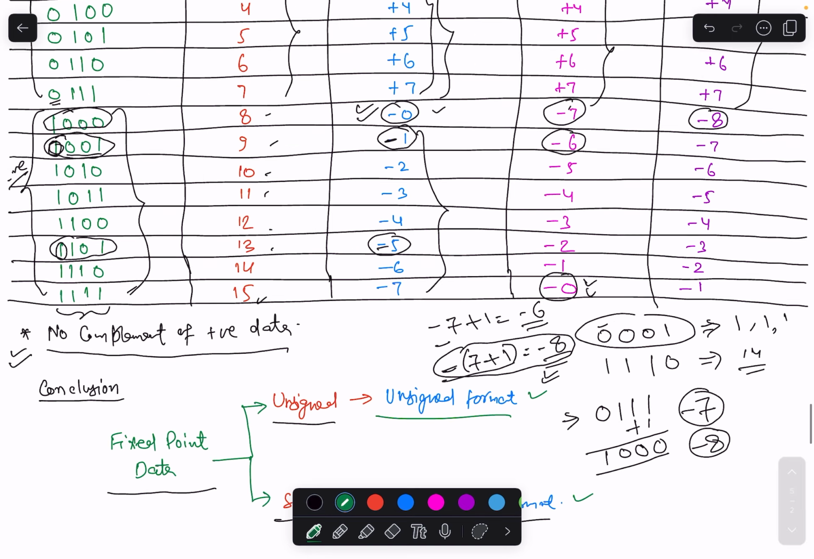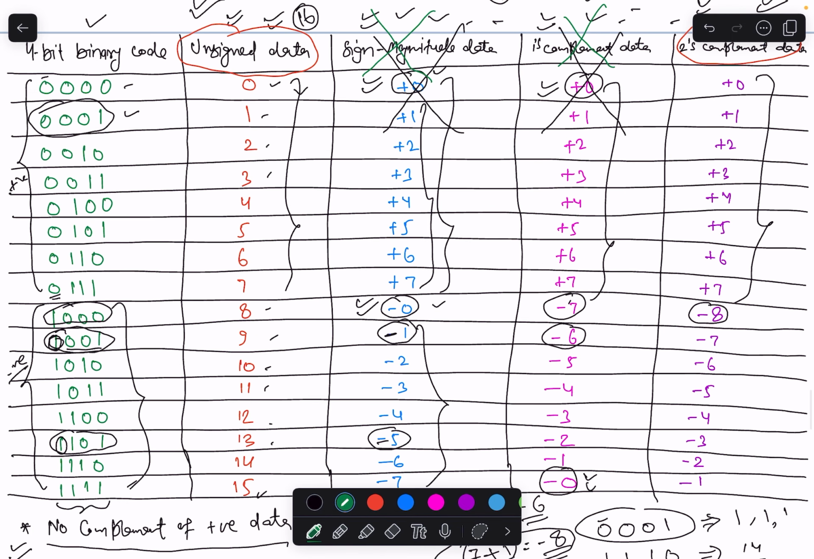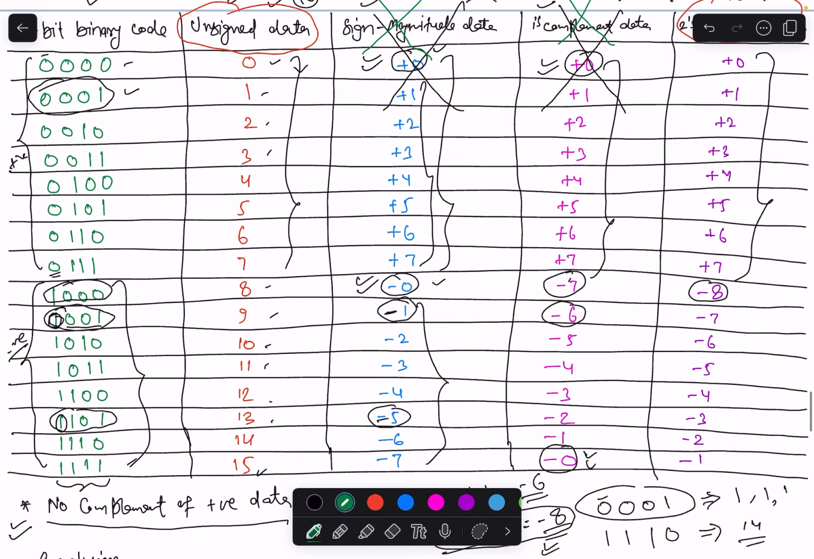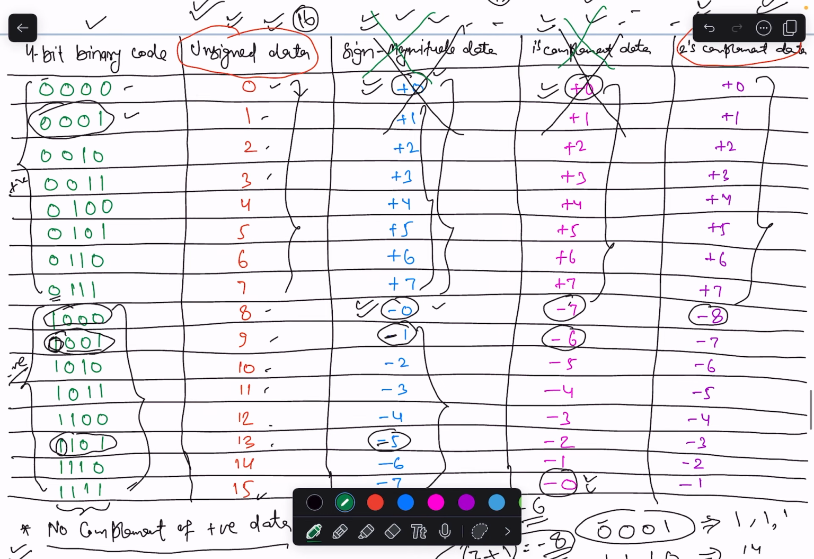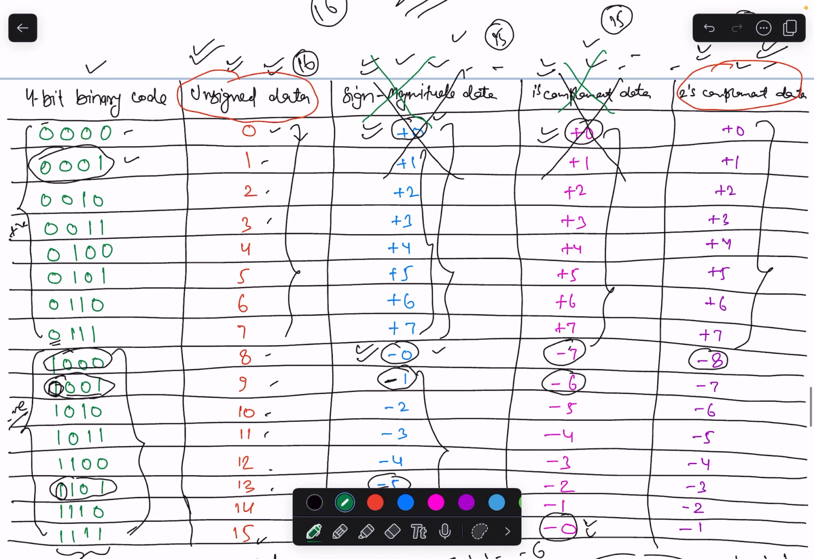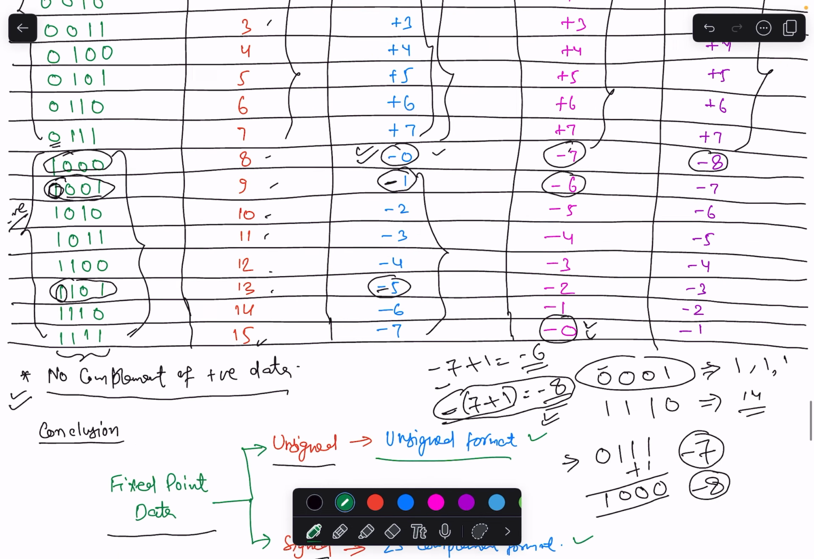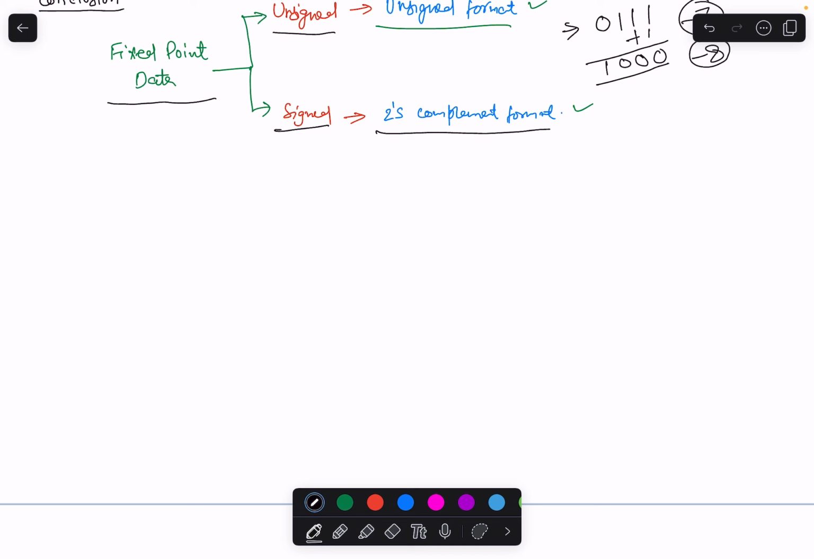But before that, we will solve some questions, and to make our concepts clearer, we will solve a few problems to find the sign magnitude, ones complement and two's complement. We will see another method to find the two's complement data. We won't talk about the unsigned data because it is a simple binary to decimal conversion, right? So let's talk about this.